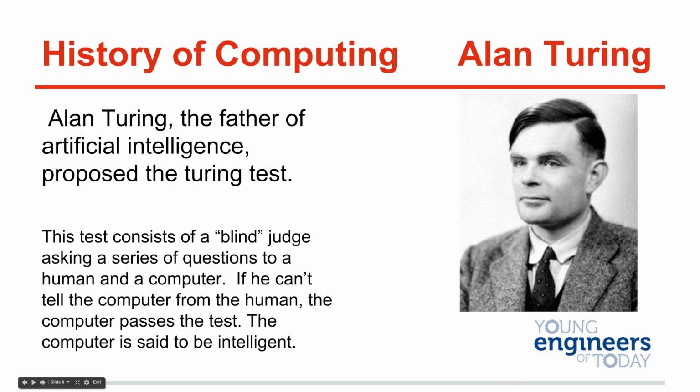This test consists of a blind judge asking a series of questions to a human and a computer. If you can't tell the computer from the human, the computer passes the test, the computer is said to be intelligent. So very different from what we consider now as an artificial intelligence. But we all have to start somewhere. And this is an example of that.